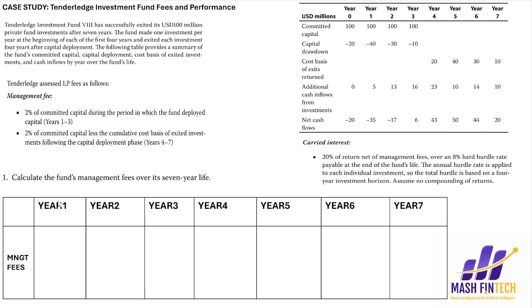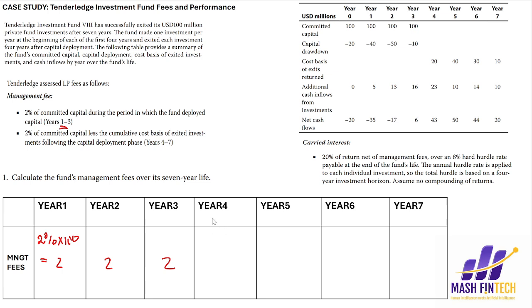You are told that for the first 3 years, it's 2% of the committed capital. So it's simply 2% of the committed capital of 100. 2% of 100 is 2. And that is the same for the first 3 years, from year 1 to year 3. So this is 2 and this is 2.